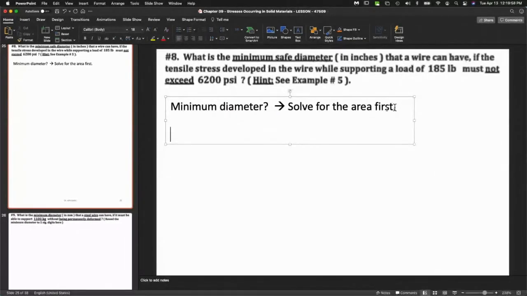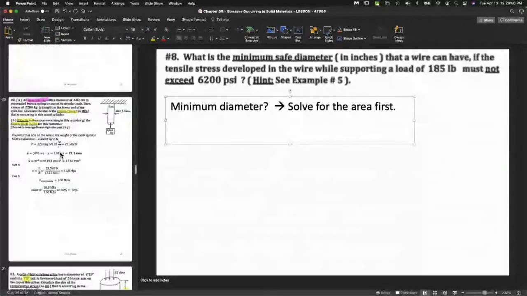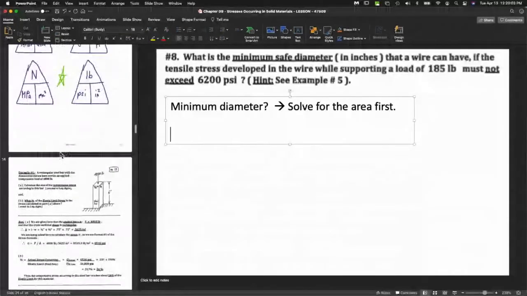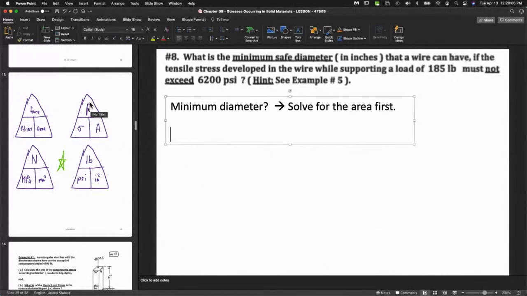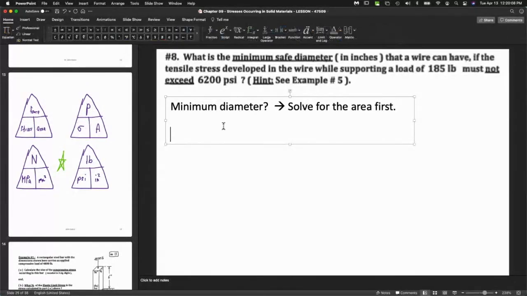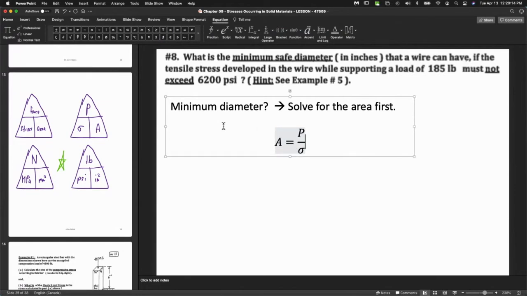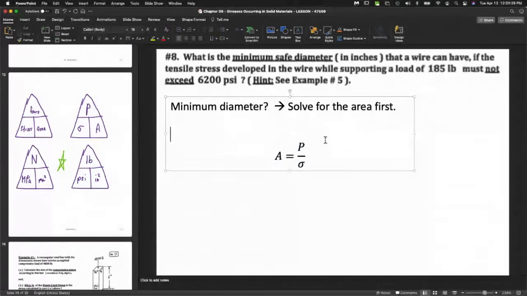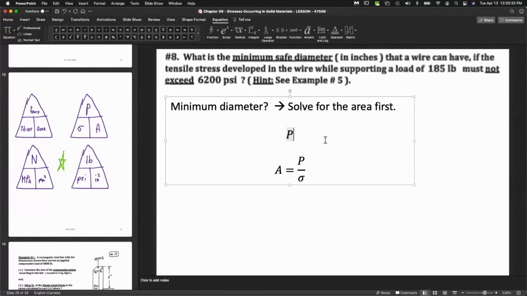So if we go to the stress formula triangle, let's find that formula triangle. There you are. Area is force over stress, so we know that area is equal to force over stress. Amir, I took your version and rearranged it the other way because we want to get the area. What Amir wrote in the chat was the original formula, and I've rearranged it for what we need. So the first thing I'll do is write down the load, which is 185 pounds.